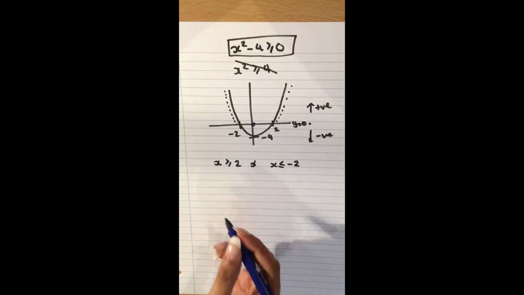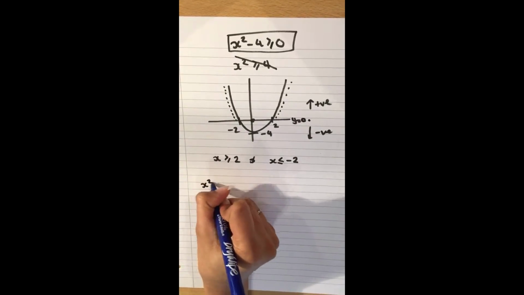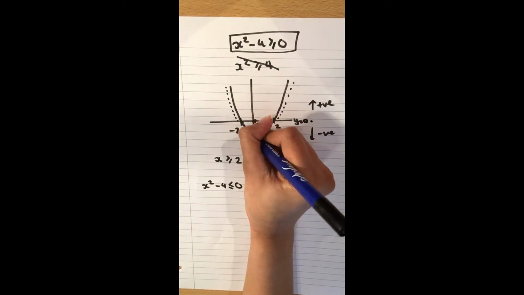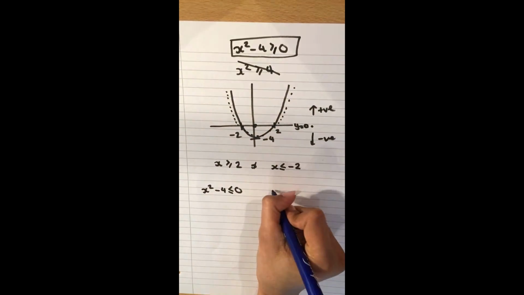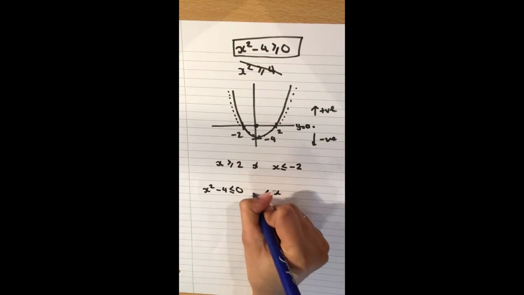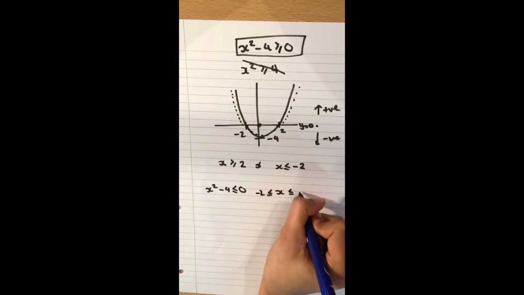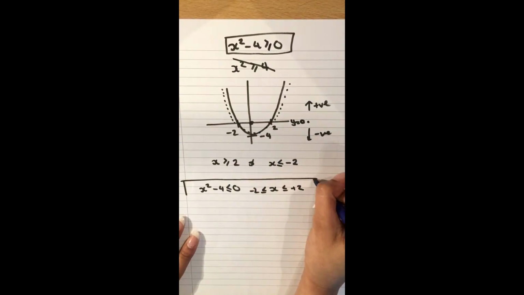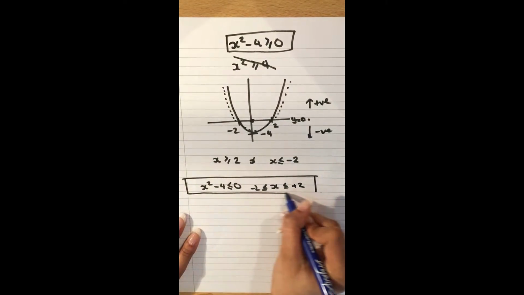If we needed, on the other hand, x squared minus 4 to be less than or equal to 0, we would want this part. So it would be the joint inequality. So that's just a side note if the question asks that.